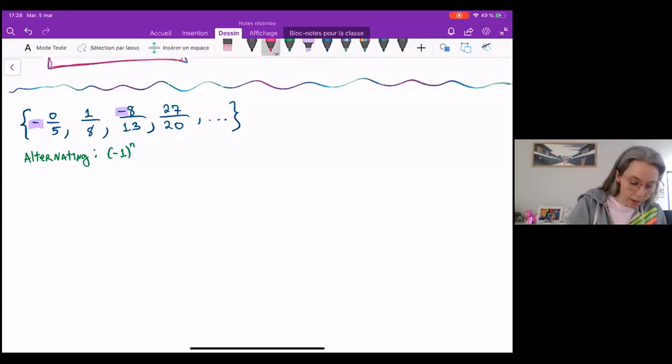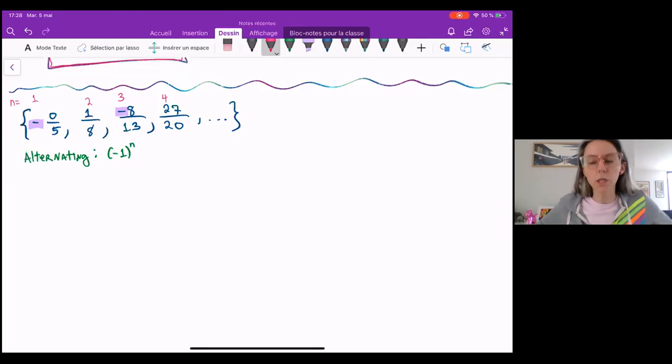I want it to be negative when I plug in n equals 1. When I plug in 2, positive, 3, negative, 4, positive. So in other words, I want plugging in odd numbers to result in something negative. So in this case, the power of n works for that. Okay, so we've dealt with the alternating part.